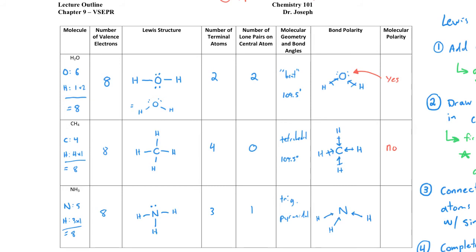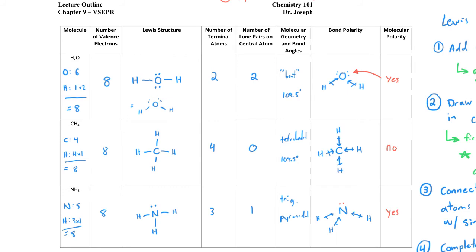And we also have to specify the molecular polarity. Notice that the terminal atoms are all identical with one another, but we do have the presence of the lone pair on the central atom. That presence of the lone pair makes the molecule polar. So we can say, yes, the molecule is polar.